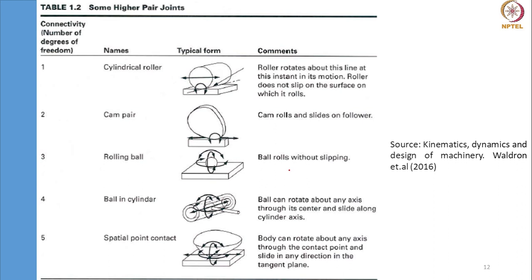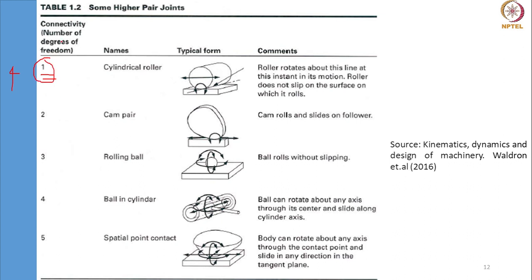Okay, sir. Proceed. The higher pairs. Suppose we have a cylinder which rolls without slipping. This has a degree of freedom 1. I would like to caution you that if there is rolling with slipping, we have 3 other degrees of freedom. So if a cylinder is rolling with slipping, it has 4 degrees of freedom, whereas if it is rolling without slipping, then it has only 1 degree of freedom.